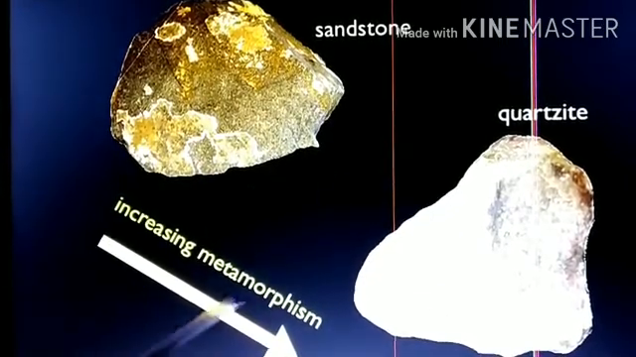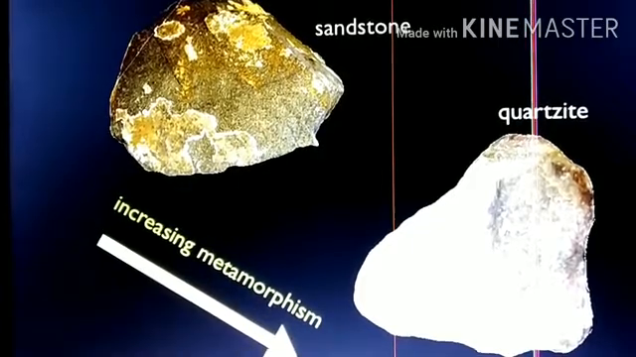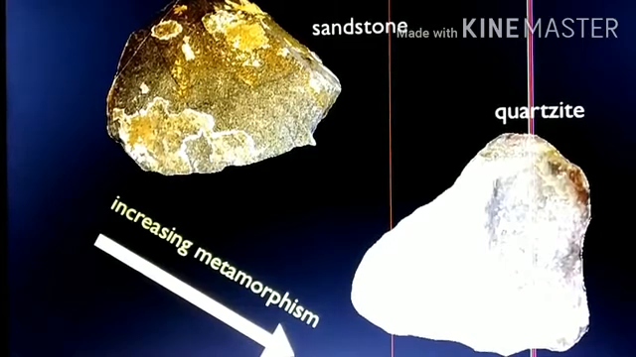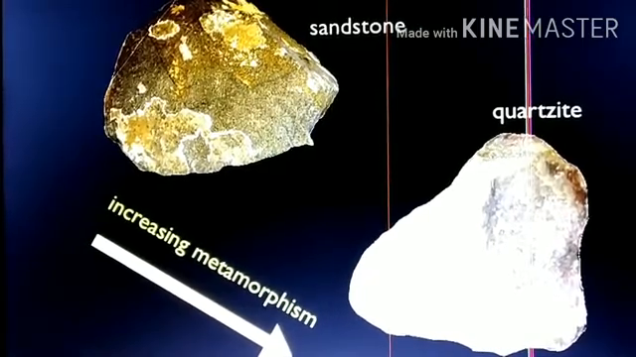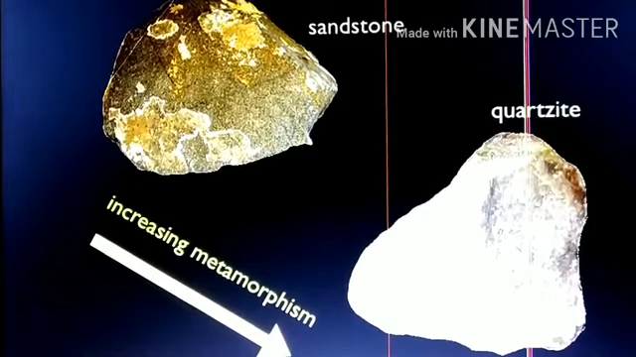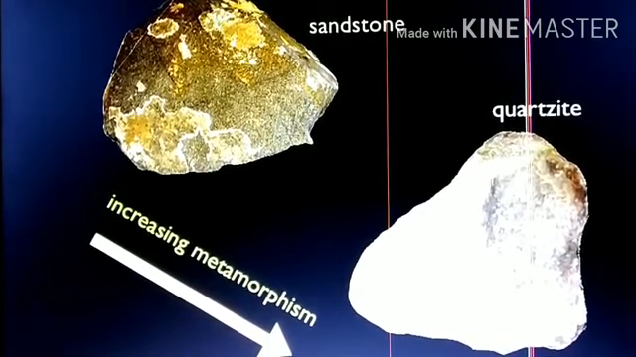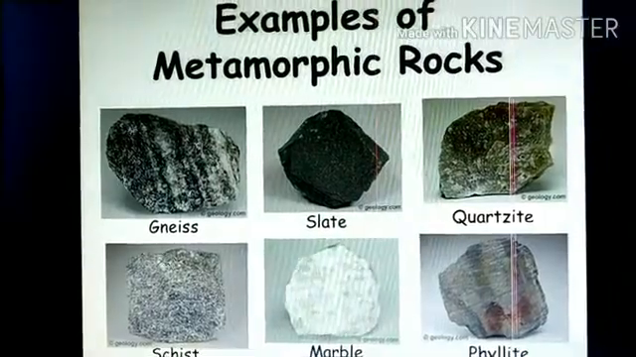What is metamorphism? It means alteration of the composition or structure of a rock by heat, pressure or other natural agency. That is called metamorphism. These are the various examples of metamorphic rocks. These are the various facts related to different types of rocks.